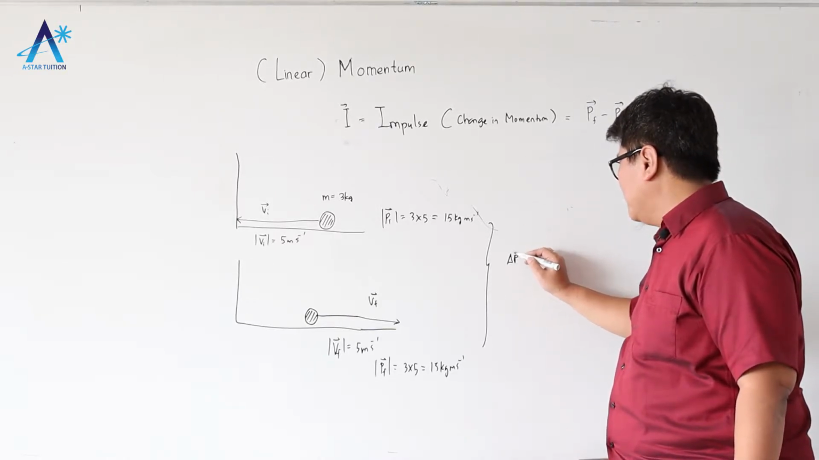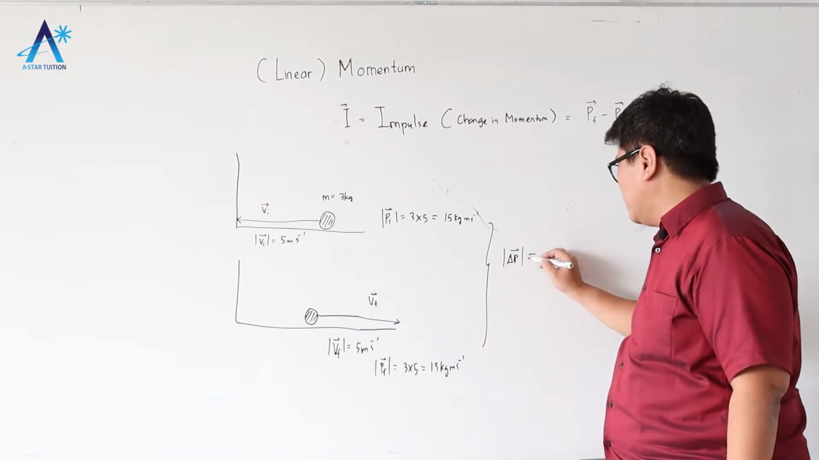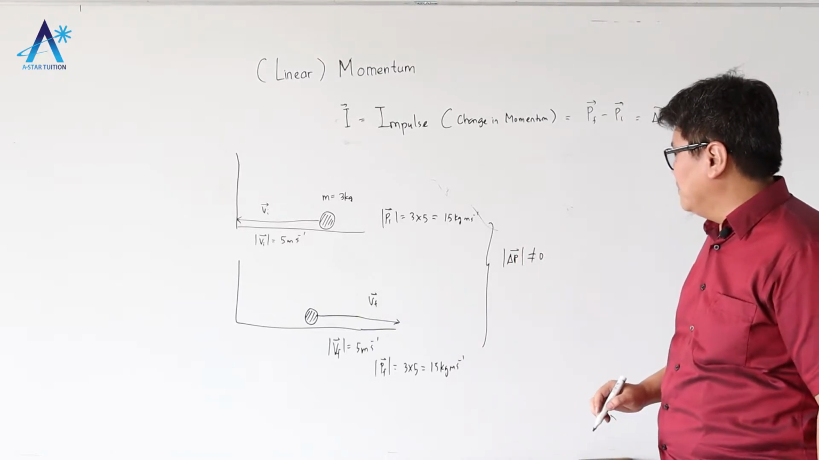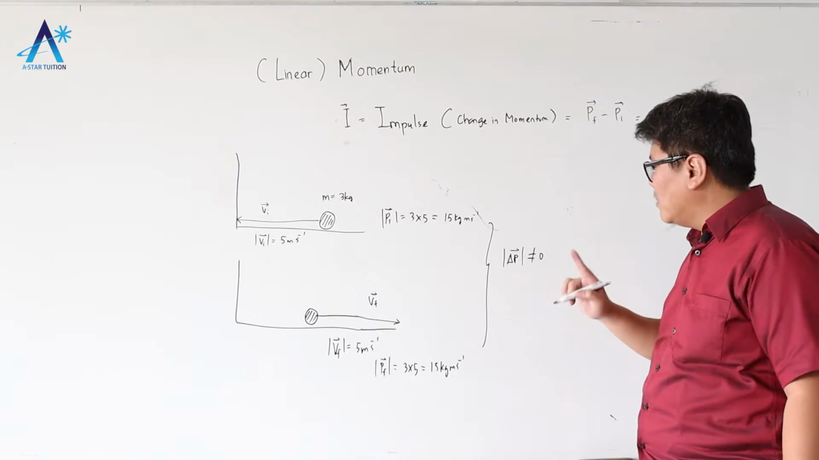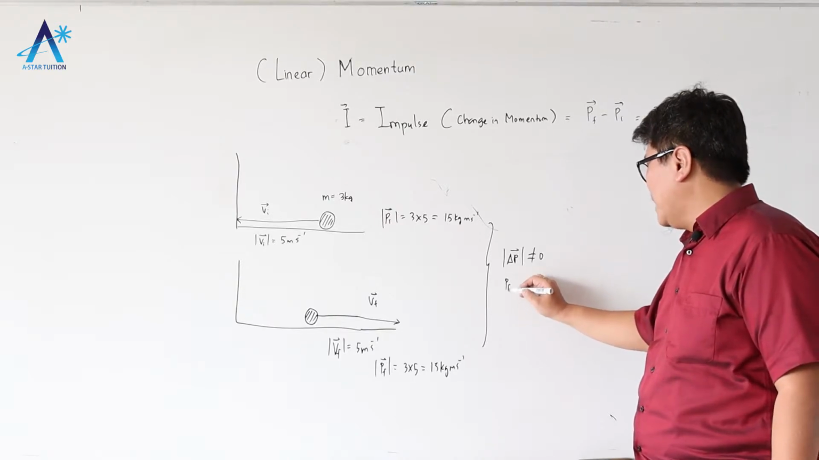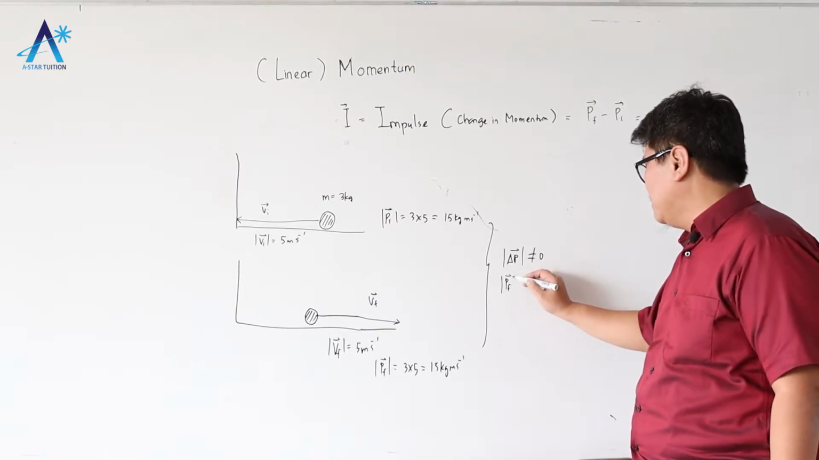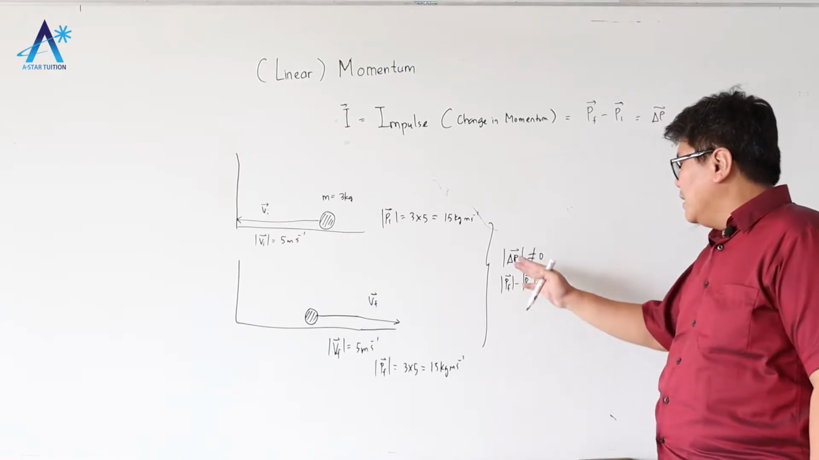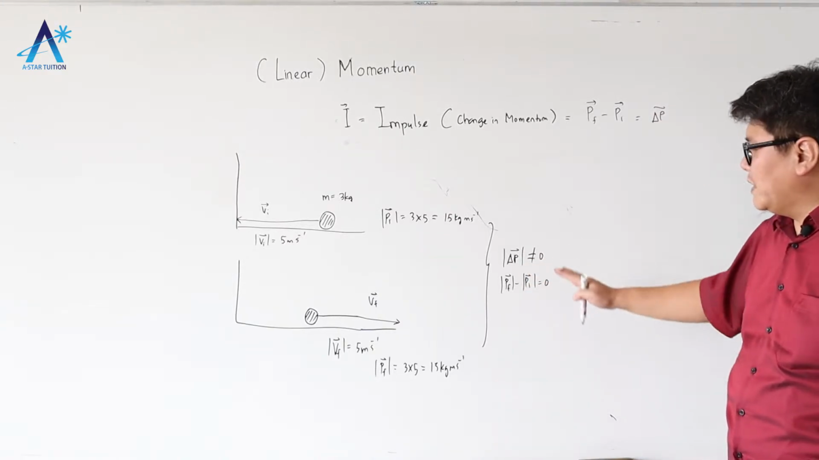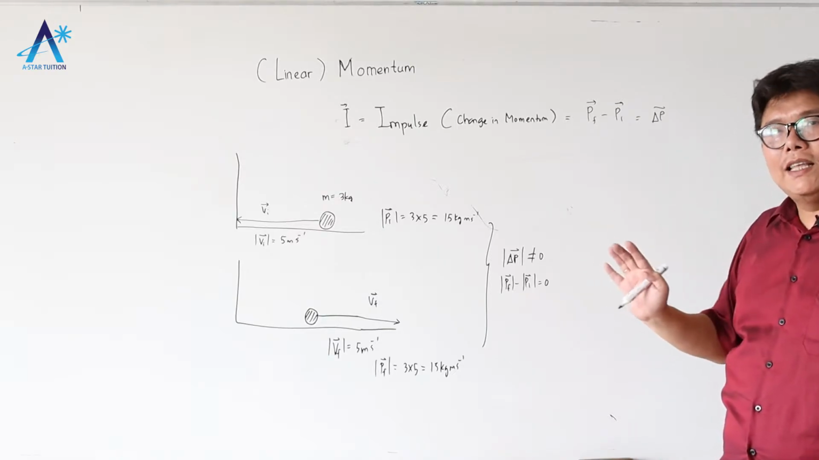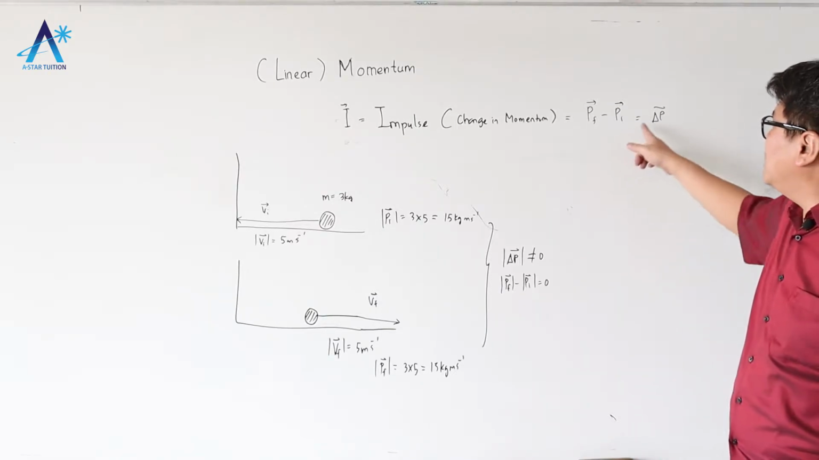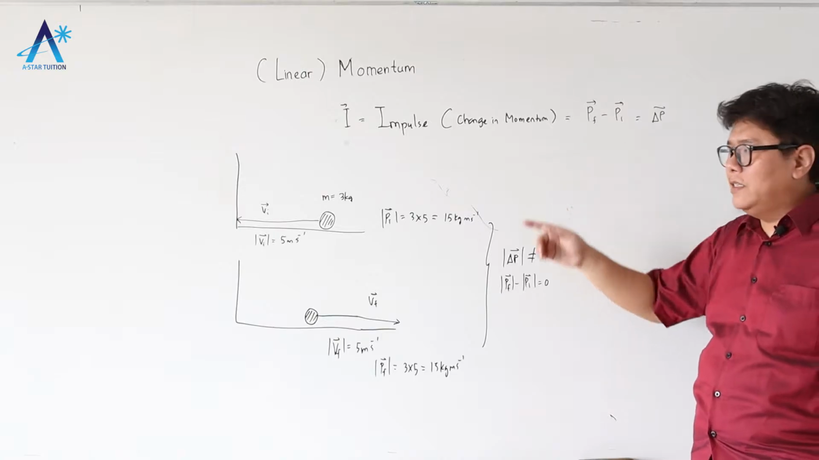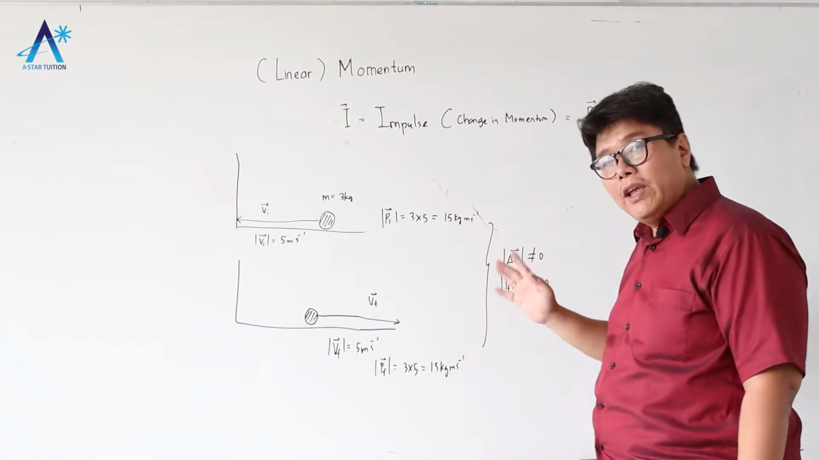delta P itself, the magnitude of delta P, is not 0. That means what is 0 is the difference of the magnitudes, PF minus PI. Now this is 0, but the change in momentum itself is actually non-zero. Why is that? Because remember, change in momentum is a vector. You can't just subtract the magnitudes right away like that.